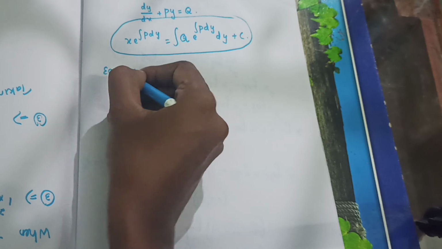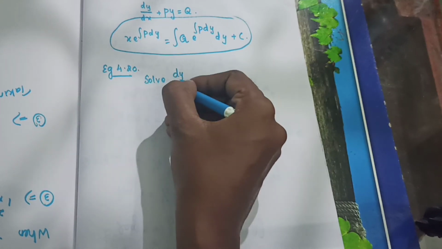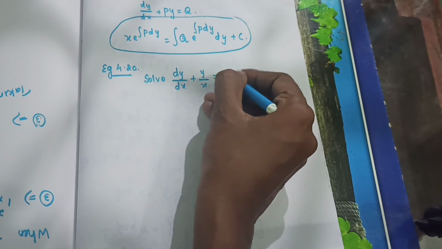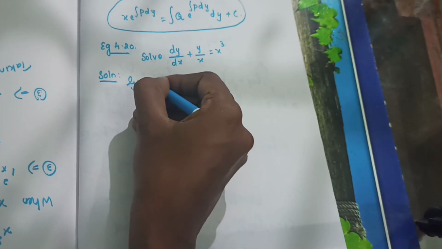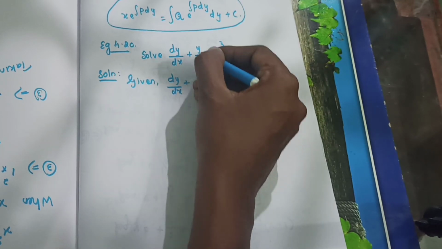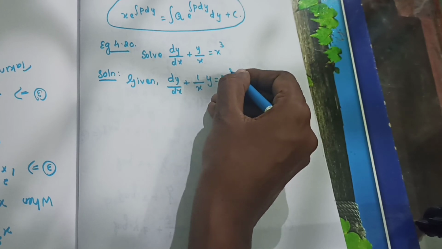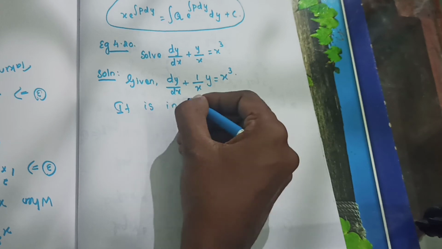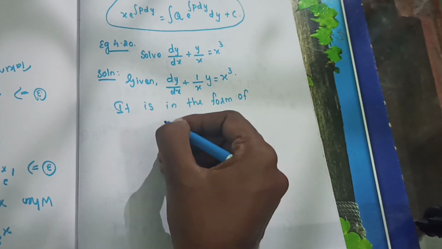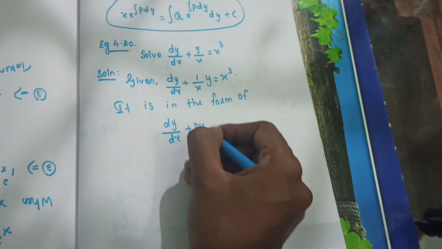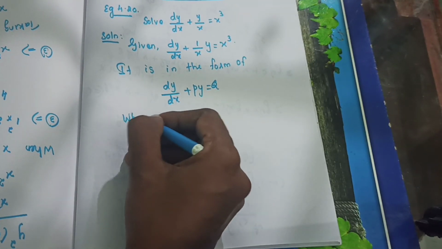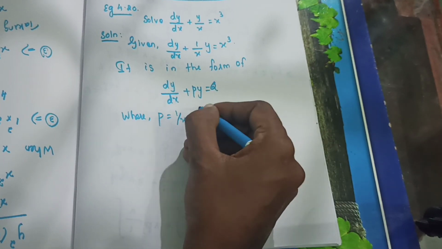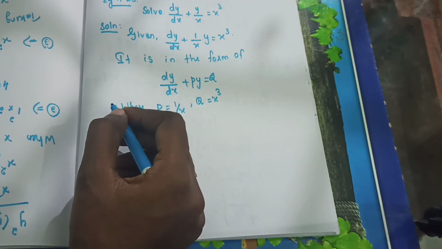So only one problem we will do today. Example 4.20. Solve dy by dx plus y by x equals x cube. Solution. Given dy by dx plus 1 by x into y equals x cube. Now it is in the form dy by dx plus py equals q, where p is equal to 1 by x and q is x cube. First you need to find the integral of p dx separately.